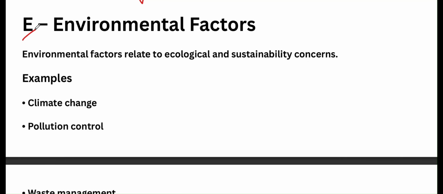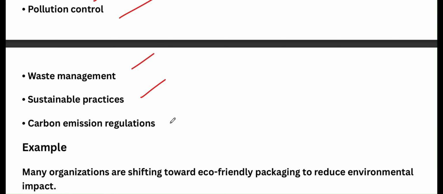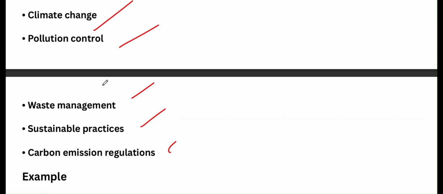The last one, E. The PESTLE's E stands for environmental factors. So there are actually two E's in PESTLE, right? The E that comes after P is economic, and the last E is environmental. Environmental factors relate to ecological sustainability concerns. It's basically the actual environment, right? That is climate change, pollution control, waste management, sustainable practices, carbon emission regulation, these things that affect our environment.